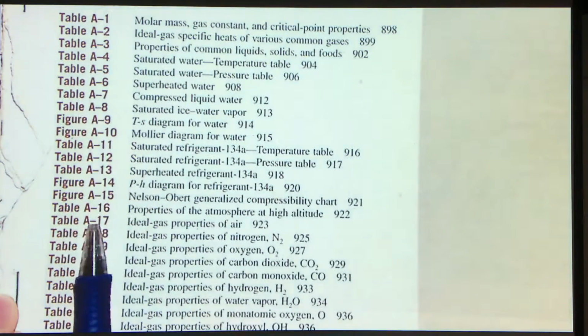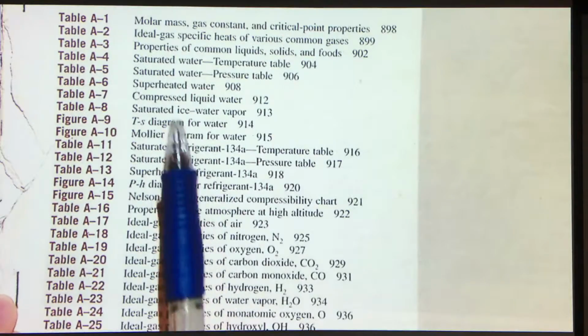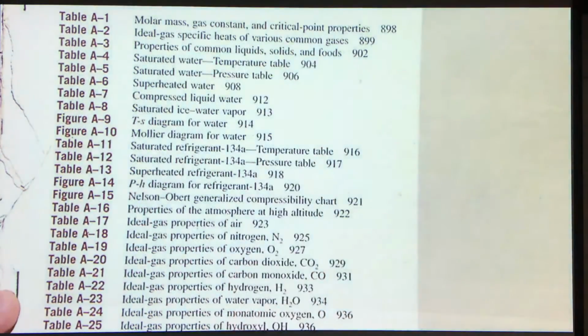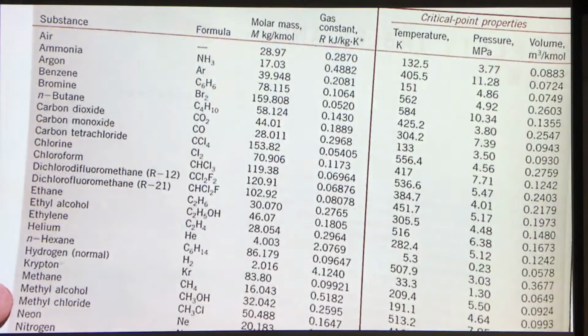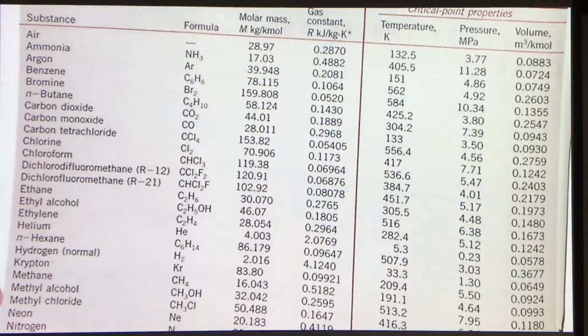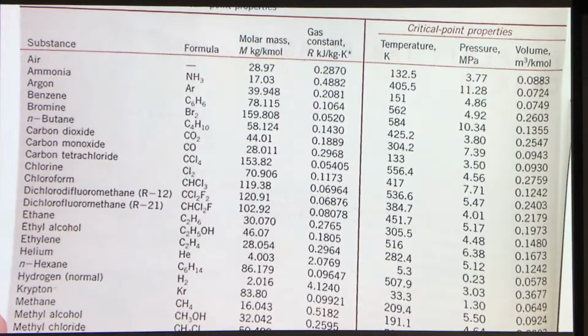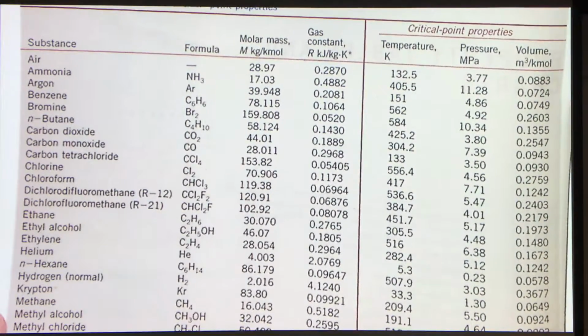Table A1 is the molar mass, gas constant, and critical point properties. Inside this table, you can see that we have a lot of substances here, for example, air, ammonia, argon, etc. And we have a formula, molar mass, gas constant, and the critical point properties I've mentioned. Note for the unit.